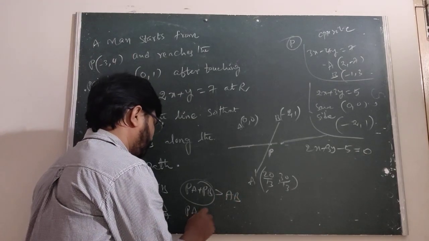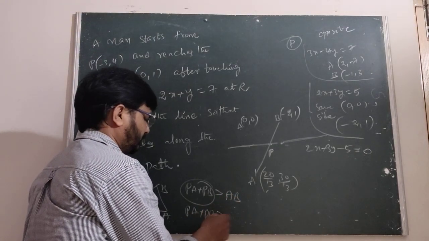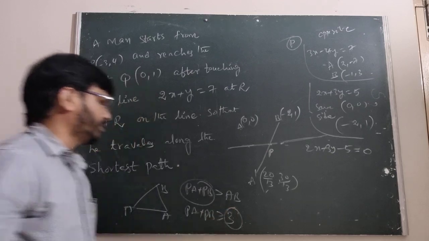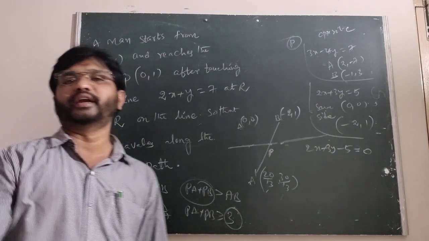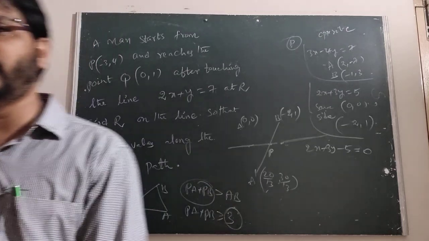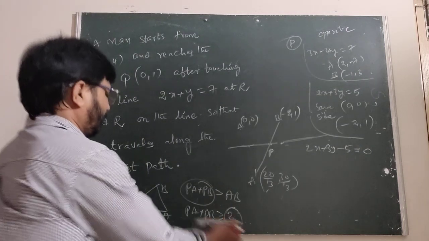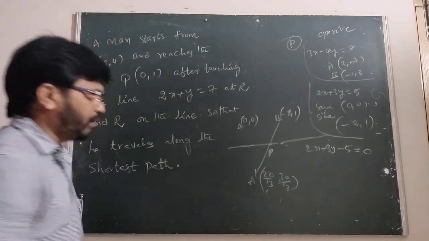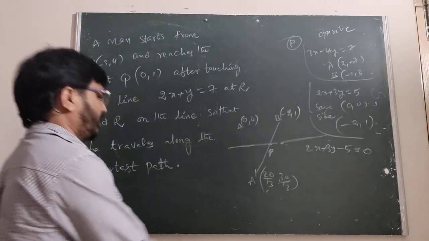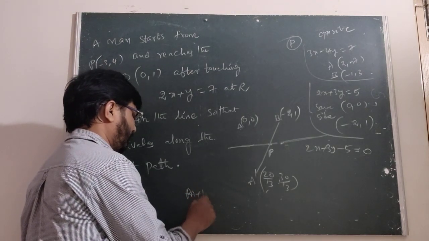Suppose PA + PB is greater than or equal to 3, which means the minimum is 3. The range is 3 to infinity, so what is the minimum here? It is 3. We can apply the triangle law. Therefore, here also the minimum of PA + PB is the third side.